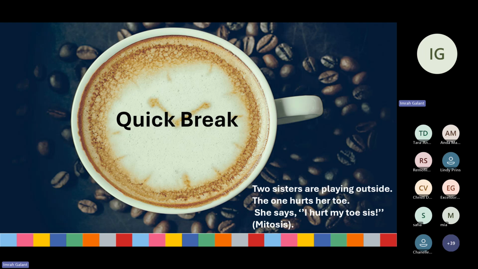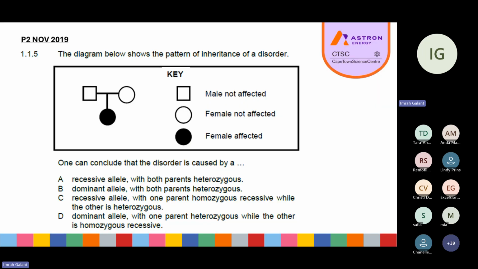Okay, guys, so let's get back to it. Right. So continuing with genetics. So we're looking at now paper 2, November 2019. Okay. So what we're looking at is a pedigree diagram over here.